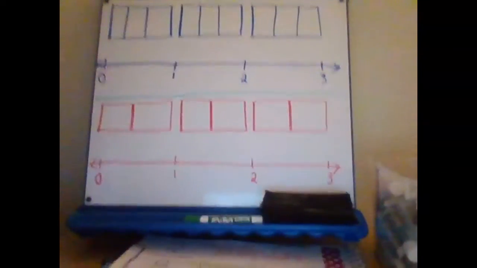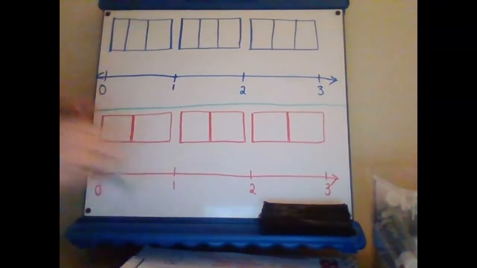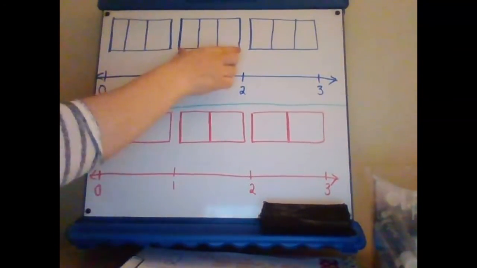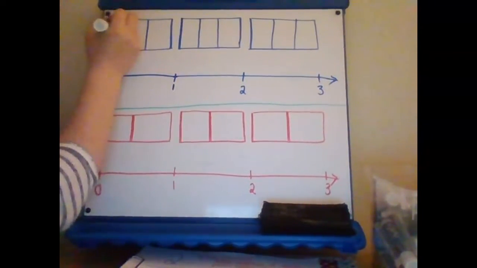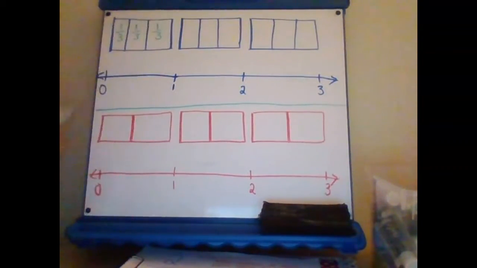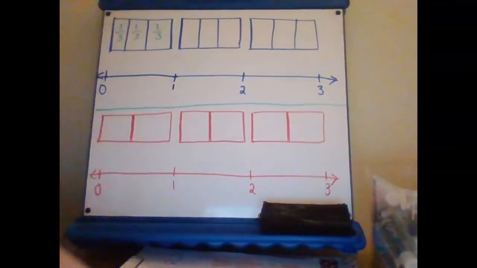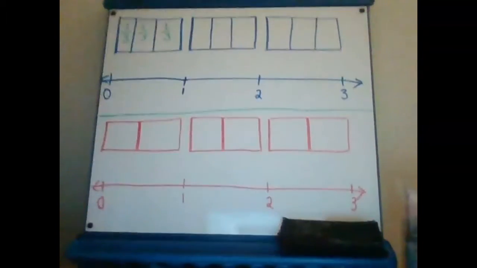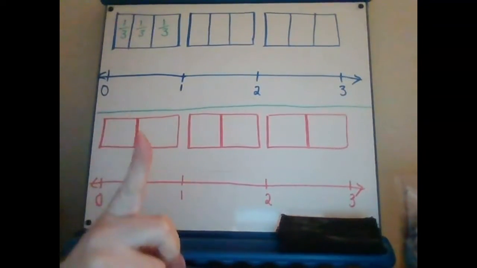All right, so up on my board here in the blues, what we'll start with, I have 3 wholes. 1, 2, 3. Each whole part is split into 1, 2, 3 thirds. So the unit fraction for each equal part is 1/3. So I have 1/3, 1/3, and 1/3. That makes up just one whole.